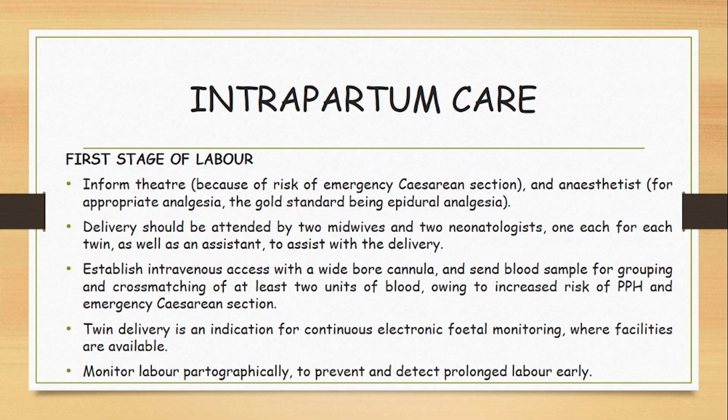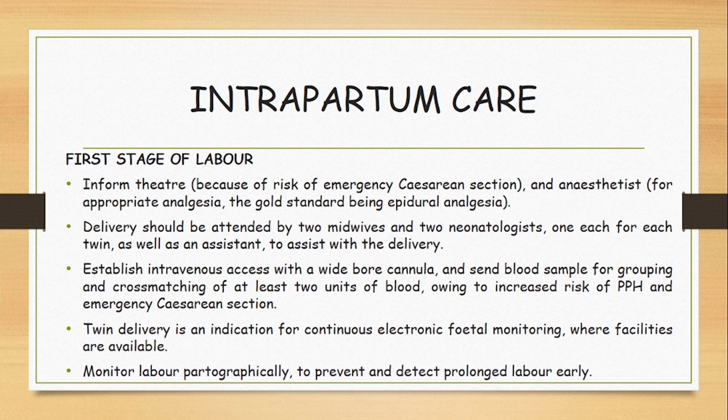Delivery should be attended by 2 midwives and 2 neonatologists, 1 each for each twin, as well as an assistant to help with the delivery. You might need to establish intravenous access with a wide bore cannula and send a blood sample for grouping and cross-matching of at least 2 units of blood, owing to the increased risk of PPH and emergency cesarean section.